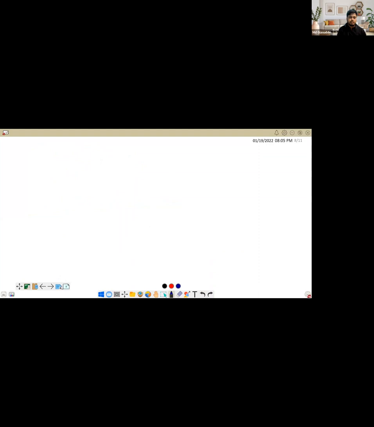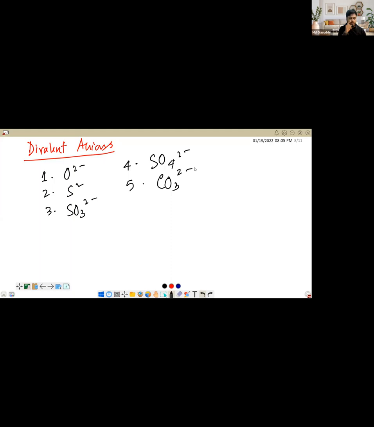Okay, good. So now we are moving to our next topic, divalent anions. Divalent anions means anions having a valency of 2 minus. So that is oxide O2 minus, sulfate SO4 2 minus, and carbonate CO3 2 minus. Now we are moving to trivalent anions. The examples of trivalent anions are N3 minus, P3 minus, and PO4 3 minus.